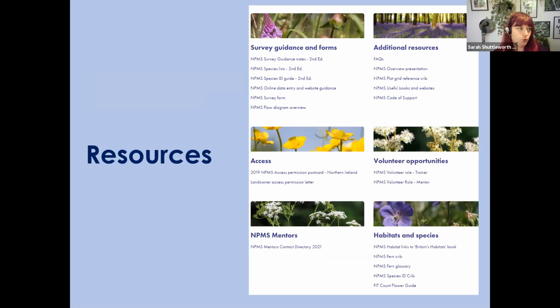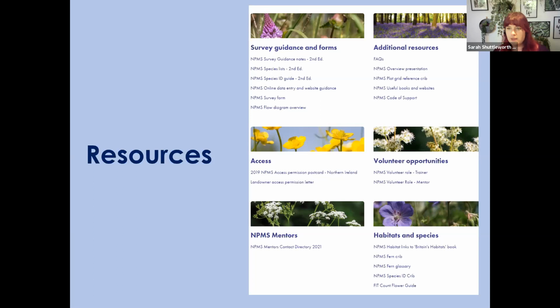There are the FAQs, which can be really useful because a lot of people have already asked similar questions to what you might be thinking. So do check that out before you send me an email, because you might find that it's already answered there. We've got an overview presentation. The plot grid reference crib is probably one of the most useful things on this page, which will help you locate those specific numbered plots on your grid reference, on your 1 kilometer map.